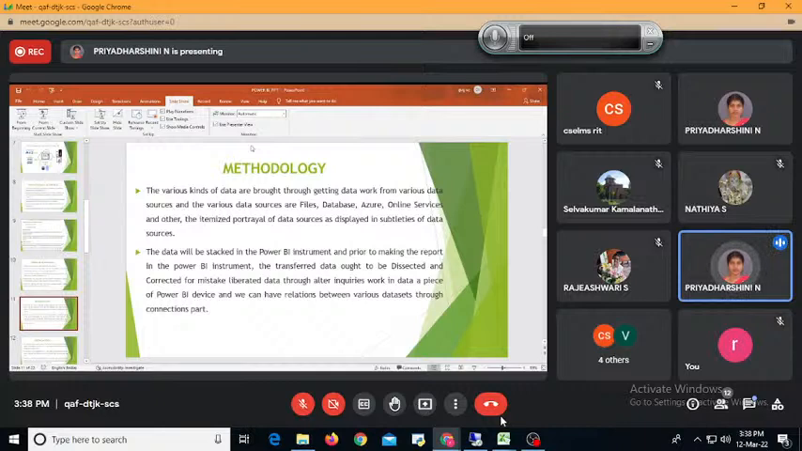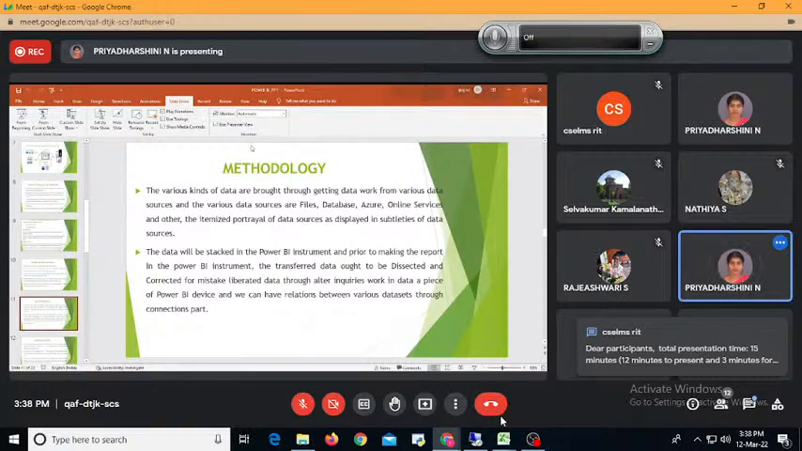So the methodology is getting the data from various data sources like files, database, Azure, and other data sources. The data will be then loaded in the Power BI instrument, and prior to making the report in the Power BI instrument, the data is actually transformed and dissected and corrected for the mistakes.